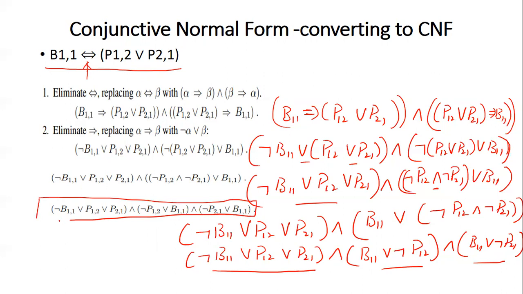So both are the same, right? Not B11 or P12 or P21. It's not B11 or, yeah, B11 or not P12, B11 or not P21, right? So like this, basically we can convert any sentence to conjunctive normal form.